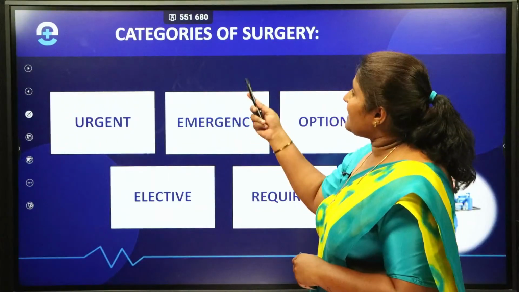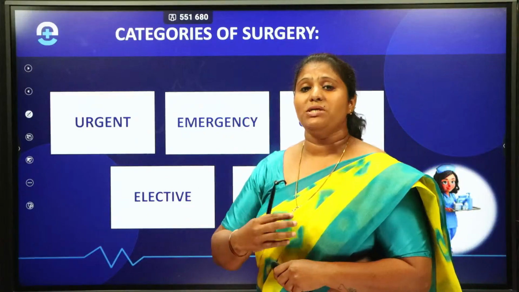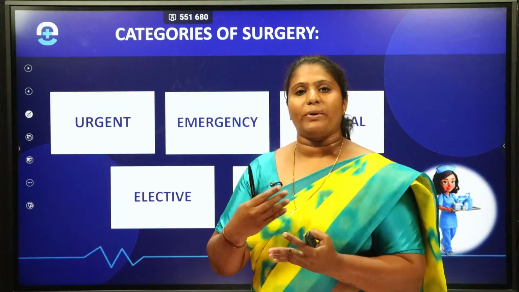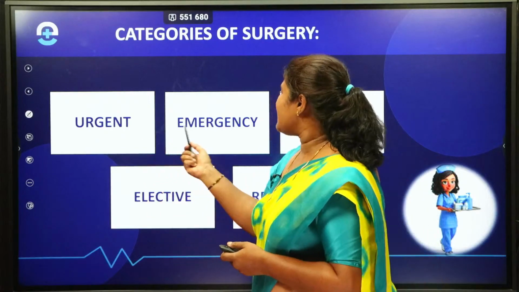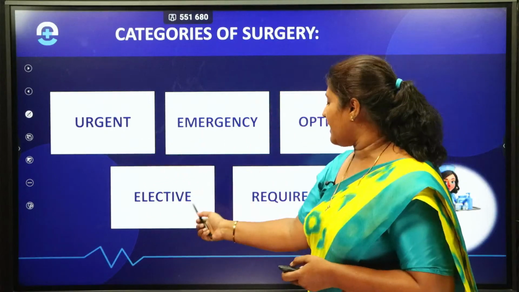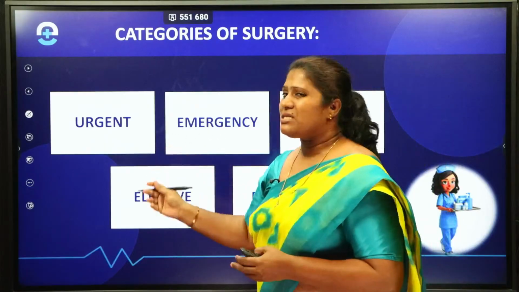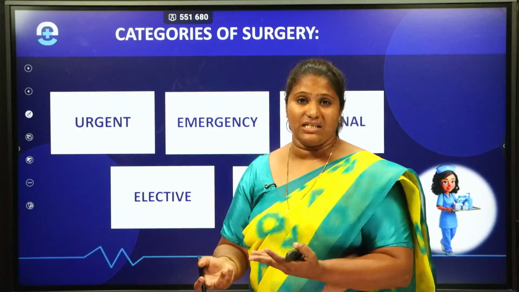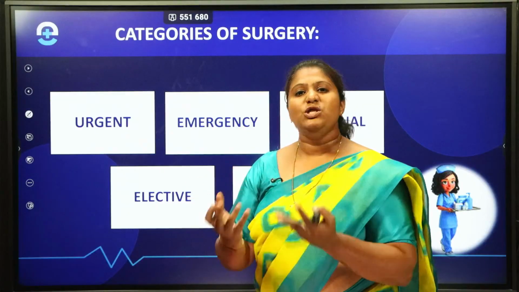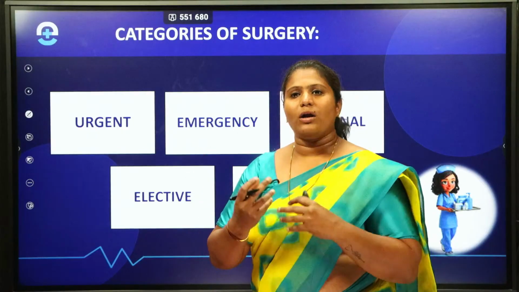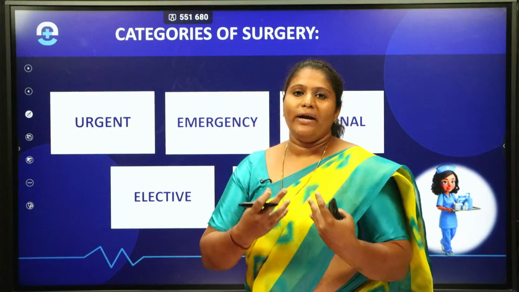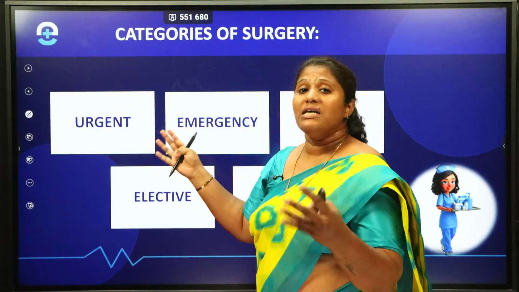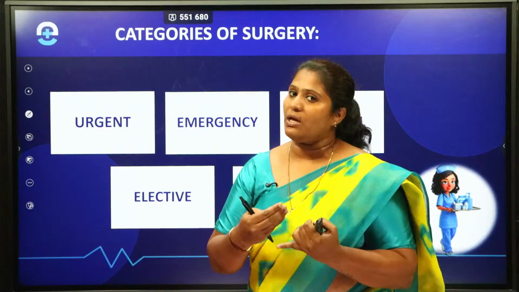Next one is categories of surgeries. Categories of surgeries means what kind of category we are going for in giving preoperative, intraoperative, and postoperative care: urgent, emergency, optional, elective and required. Urgent or emergency means the patient comes with emergency surgeries, like any accident or any kind of injuries, some stabbing or foreign bodies inside, so we need to make an emergency or urgent surgery. Immediately we need to do the preoperative care.